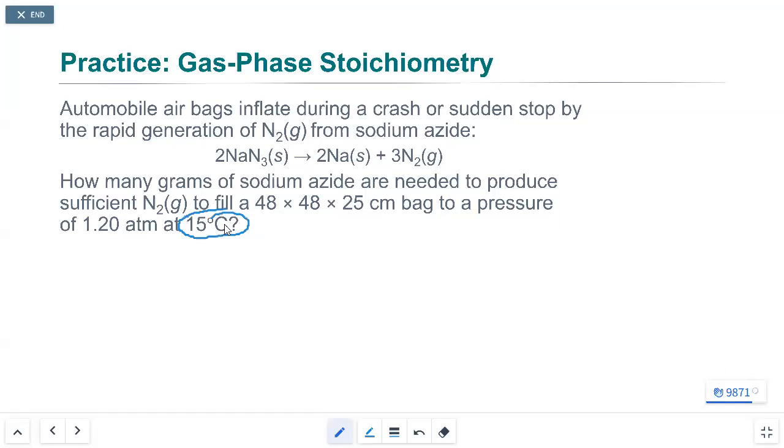We just have to make sure that we dress it up a little. 15 degrees Celsius, 15 plus 273, that's 288 Kelvin. We've got some sort of rectangular prismatic airbag here, 48 by 48 by 25. So let's multiply those dimensions together. 48 times 48 times 25. My calculator gives me 57,600. Unit there would be centimeters times centimeters times centimeters. So this would be centimeters cubed.